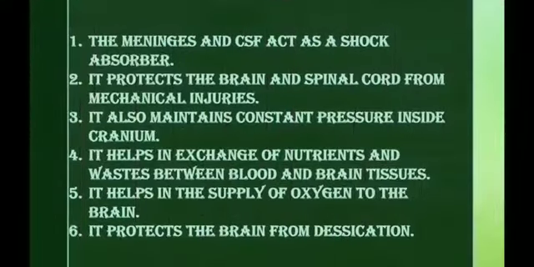There are several properties or functions. Let us study in detail. First is that the meninges, which we already studied about, and the CSF acts as a shock absorber. That means whenever any accident takes place and you fall down and get hurt on your head region, on your brain region, then the CSF immediately flows out, scatters everywhere around the brain, absorbs the shock and protects the brain.